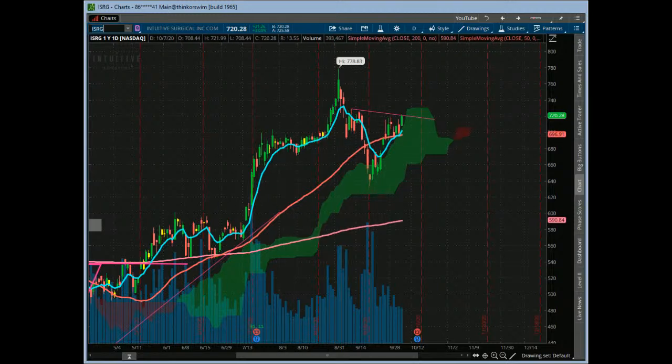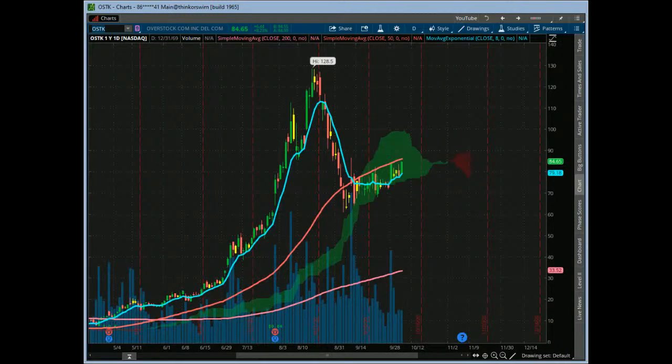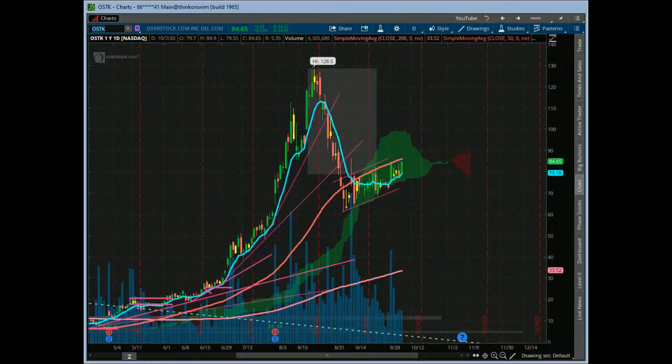Let's see what else. Krishna, Overstock. Let's take a look. OSTK. So Overstock, decent candle there today. Again, decent move, right? We had the double inside day yesterday. It closed kind of down at the bottom of the range, and then it said, nope, I want to get above those levels. So see how it holds the 50-day going forward there.